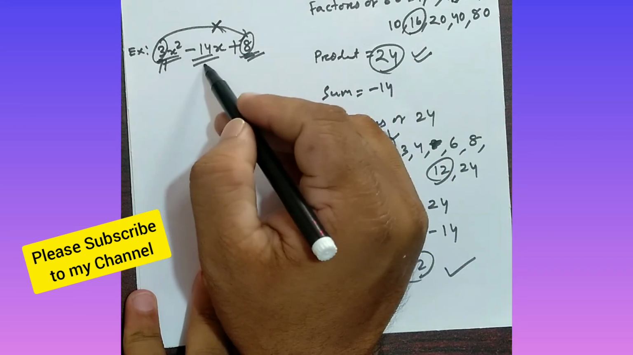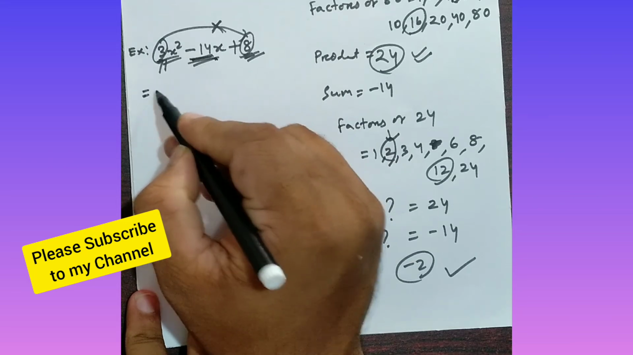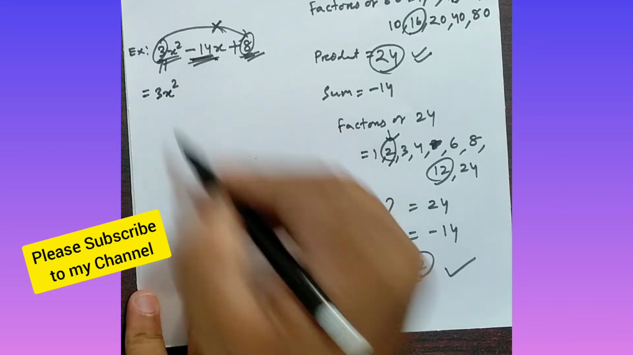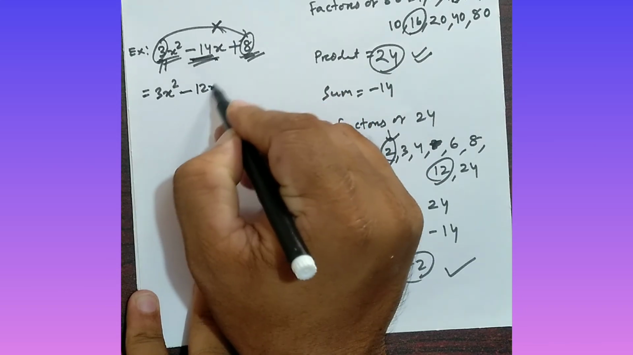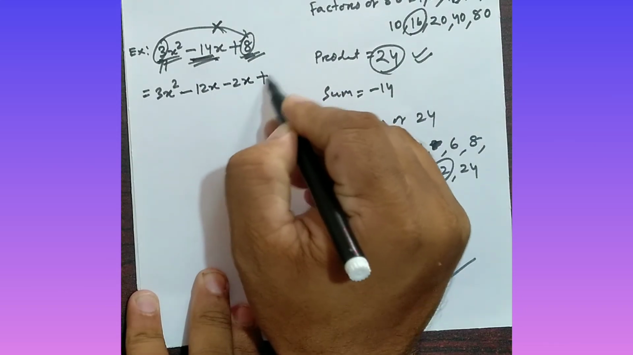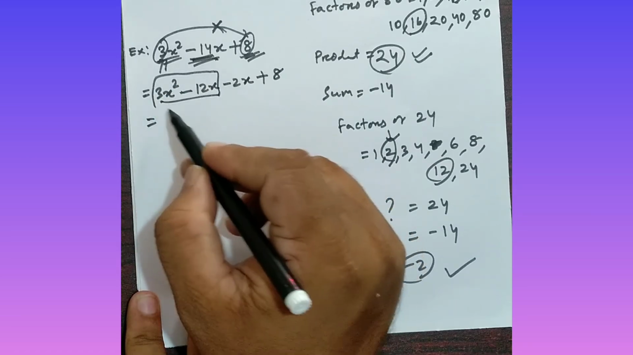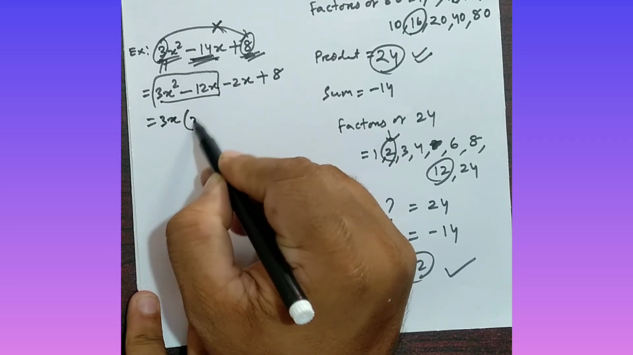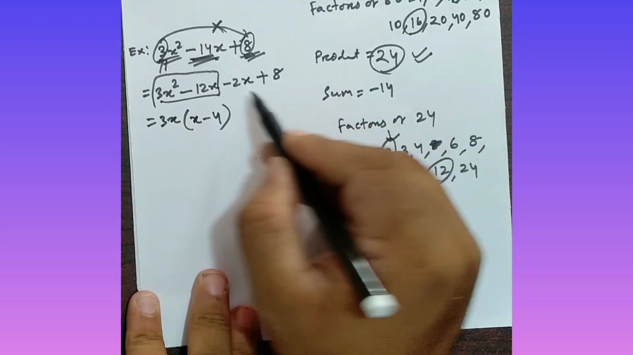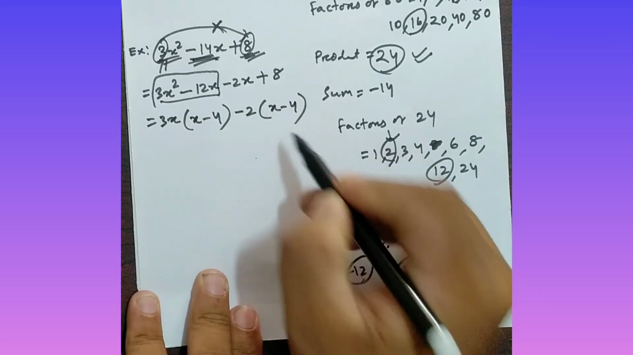Look here, 3x square minus 14x plus 8. Simply split the middle term. How can you write it? 3x square, and instead of the middle term I write minus 12x minus 2x plus 8. Then consider these two terms. Is any common factor there? Yes, 3x is common, so take it out, giving x minus 4. Absolutely right. Again here, any common factor? Minus 2 is common, giving x minus 4. Absolutely right.